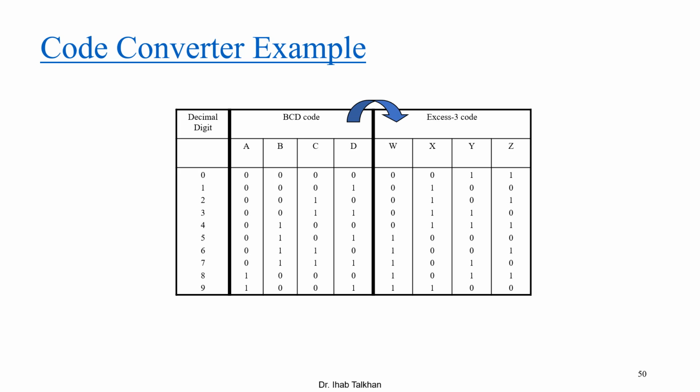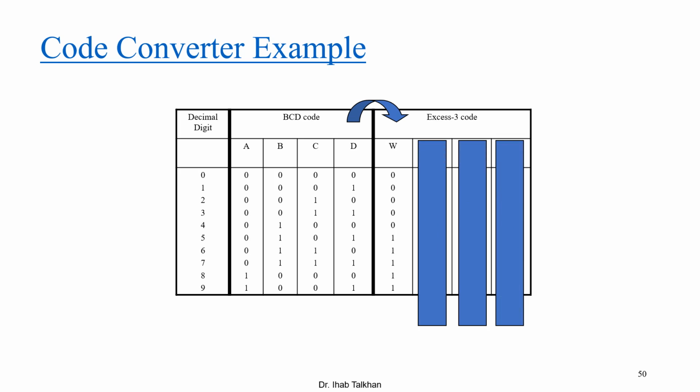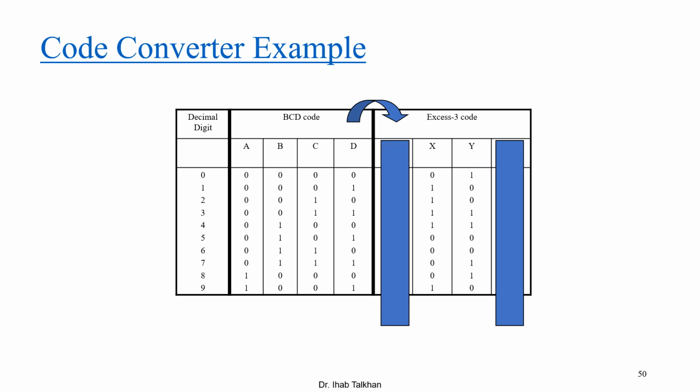So what we will do is X and Y, we're going to have a K-map for that. First of all, we need to find what's W equal to, and then you do the K-map for W, and then after that you do the K-map for X, and then you do a K-map for Y, and then K-map for Z. So actually you need to have 4 K-maps.